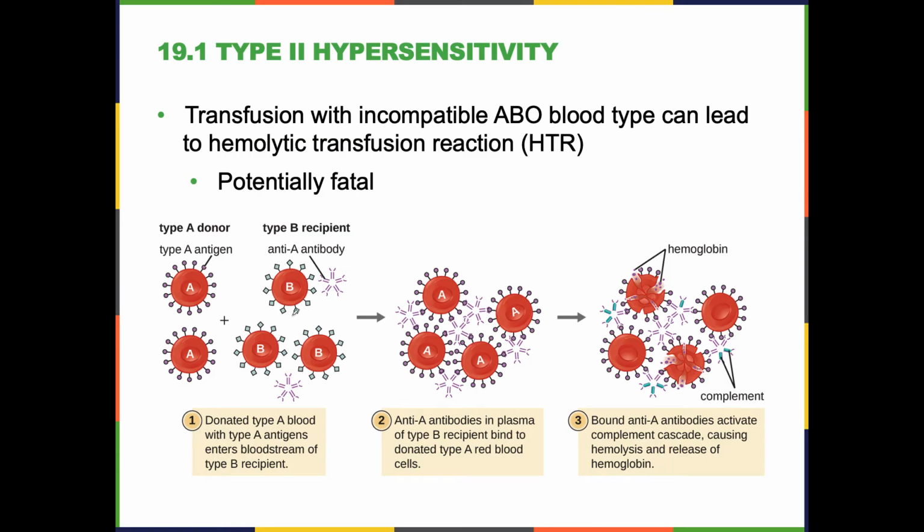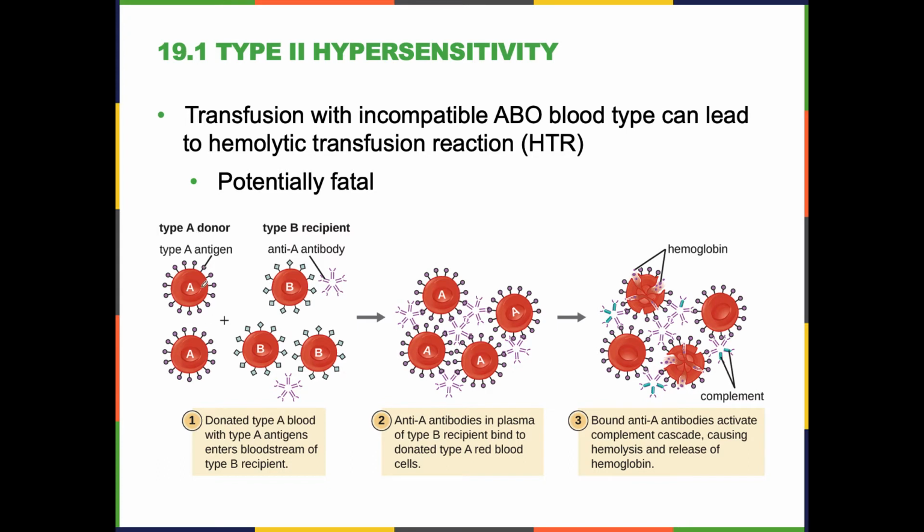Yes, we have type B blood. Hopefully you paid attention to what we saw. We have type B blood. What type of antibodies are you going to have? That's right, you're going to have anti-A antibodies. So in this case, we have a scenario with a type B recipient that has anti-A. They accidentally get type A blood.